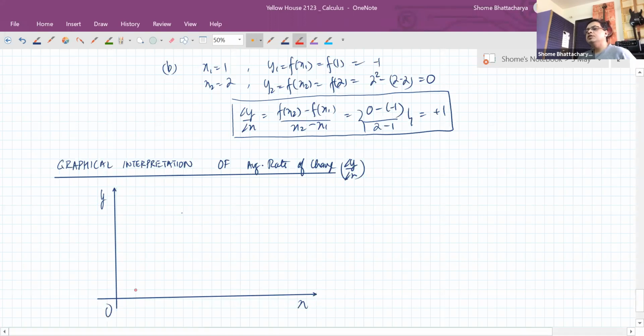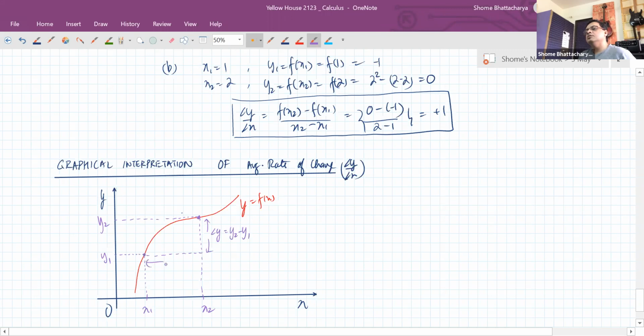Okay, so let's say a particular function, whatever it is, it has a graph like this. And I have selected my points x1 and x2 over here. So correspondingly, this is the point on the graph which has an x coordinate of x1 and corresponding y coordinate y1. And similarly, this point has coordinates x2 comma y2. So I can see that this interval here is nothing but delta y. It is y2 minus y1.